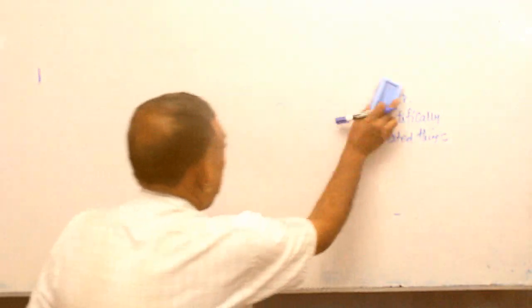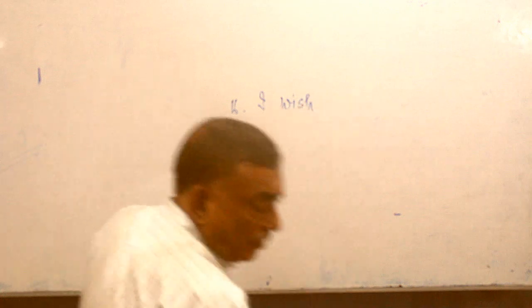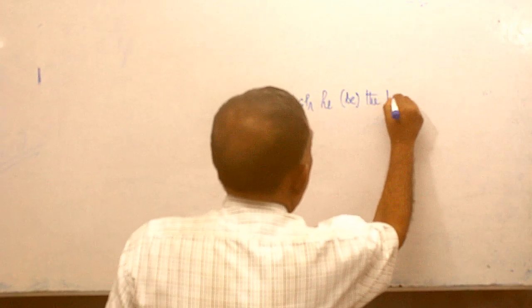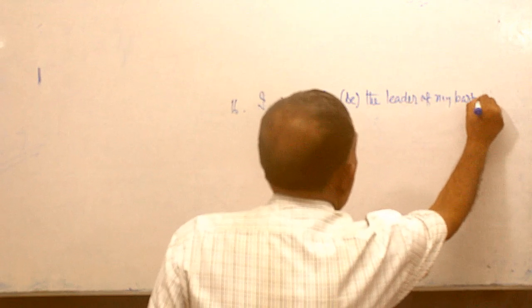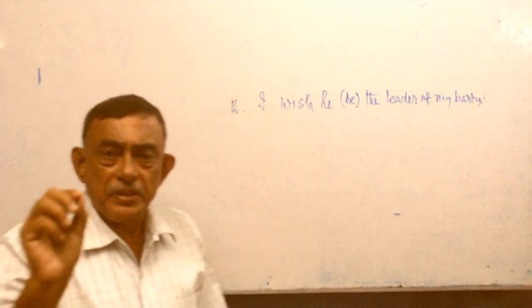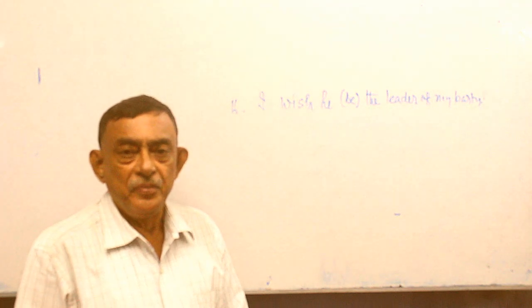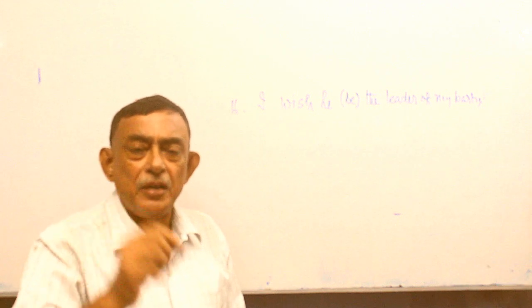Next comes question number 16. I wish he be the leader of my party. Now I just give you one simple thing. If you know it, this wish verb is not a positive verb. It is a negative verb. First of all, you have to note this, that wish verb is always negative.